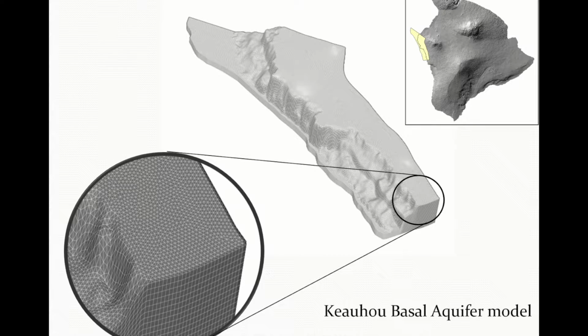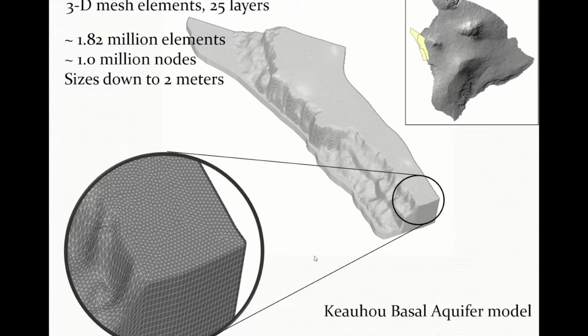Then if I'm using this in numerical analysis, like say using the finite element method, this would be a number of elements, and I can go for very high resolution, like for a 3-dimensional mesh, 25 layers if I needed, or I can design for more than 1.8 million elements, these little things here, and 1 million nodes, which are the points at the corner of the triangles. And I can go to sizes down to 2 meters.